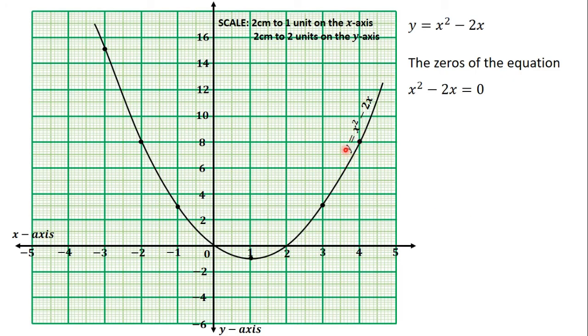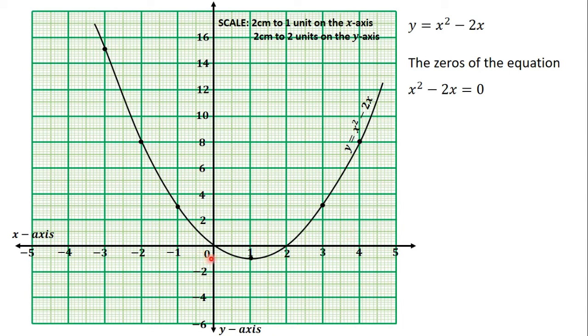This is the graph of the function y is equal to x squared minus 2x. We are going to use this graph to find the zeros of the equation x squared minus 2x is equal to 0. We can see that we got this equation by equating the function here to 0. If you equate this function to 0, you have x squared minus 2x is equal to 0. From the previous video, we learned that the solution of this equation is the x-intercepts. So the x-coordinate at the point where the curve intercepts the x-axis.